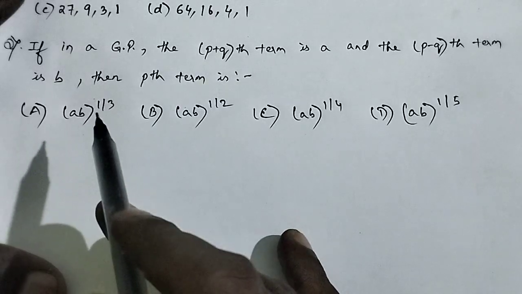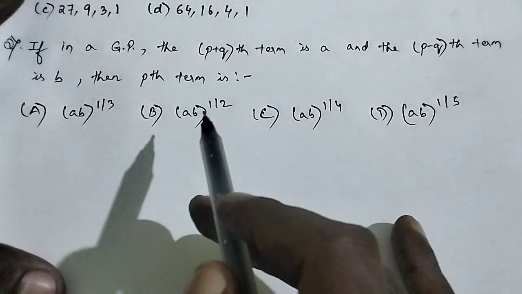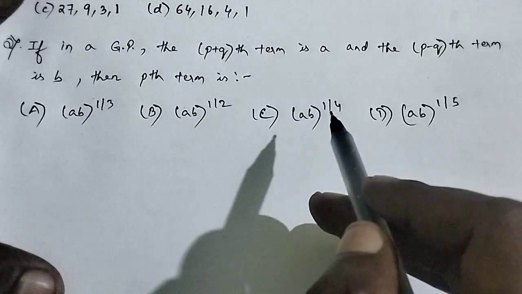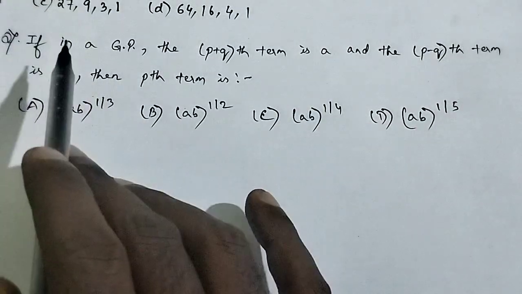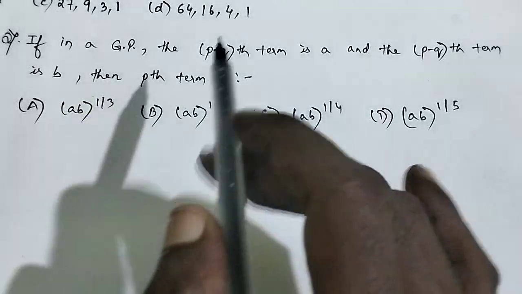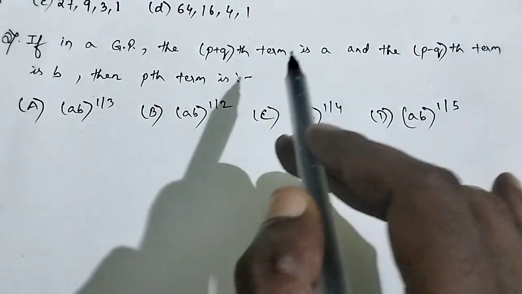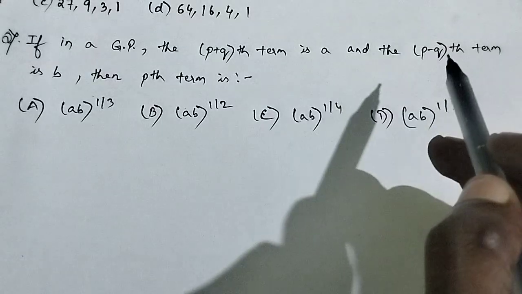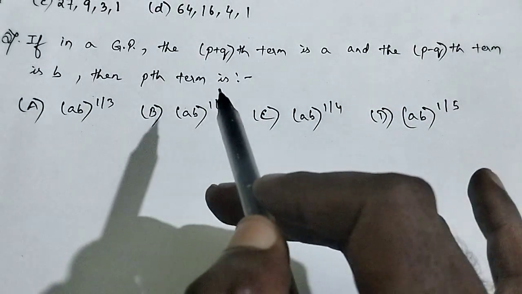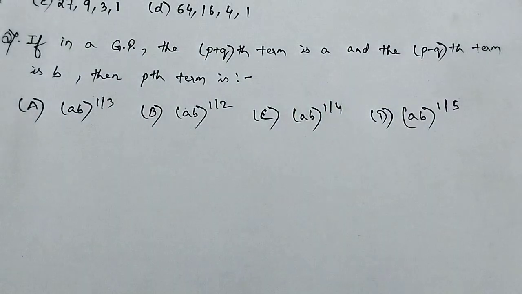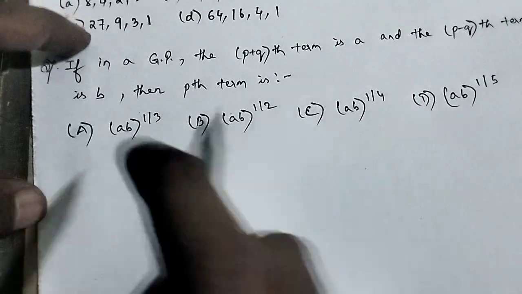Okay, (ab) whole to the power 1 by 3, (ab) whole to the power 1 by 2, (ab) whole to the power 1 by 4, and (ab) whole to the power 1 by 5. If in a geometric progression the p plus qth term is a and the p minus qth term is b, then the pth term is, four options have been given. We have to find which one is the correct option. Clear? So I am doing the solution. Watch it very carefully.